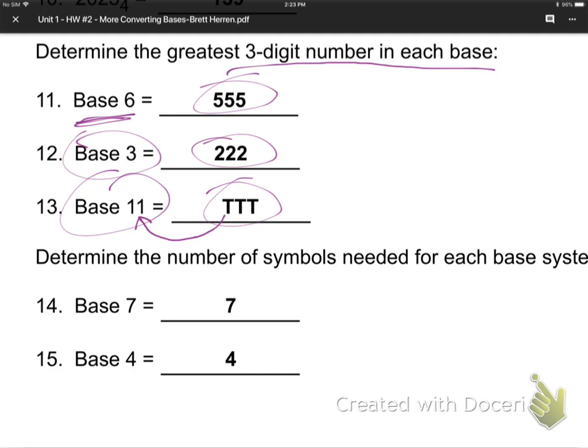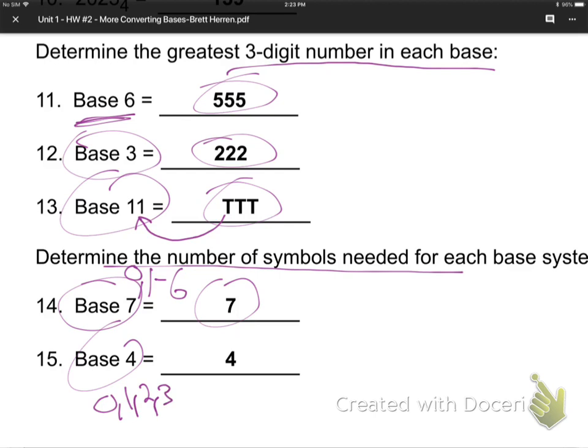Get how that works? And then number of symbols in base 7. Are there 7 symbols? I thought they stop at 6. But you got the 0. Yes, exactly. 1 through 6 and you got 0. So there are 7 different symbols. In base 4, you got 0, 1, 2, and 3. You've got 4 symbols. Easy, right? Homework number 2, nothing to it.